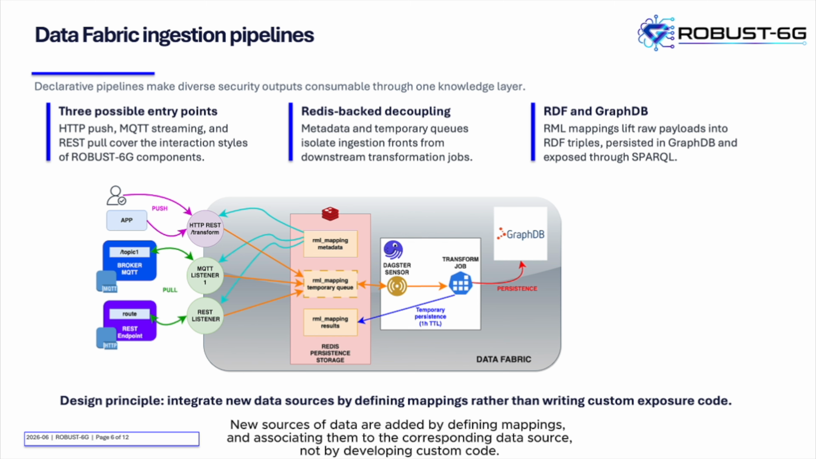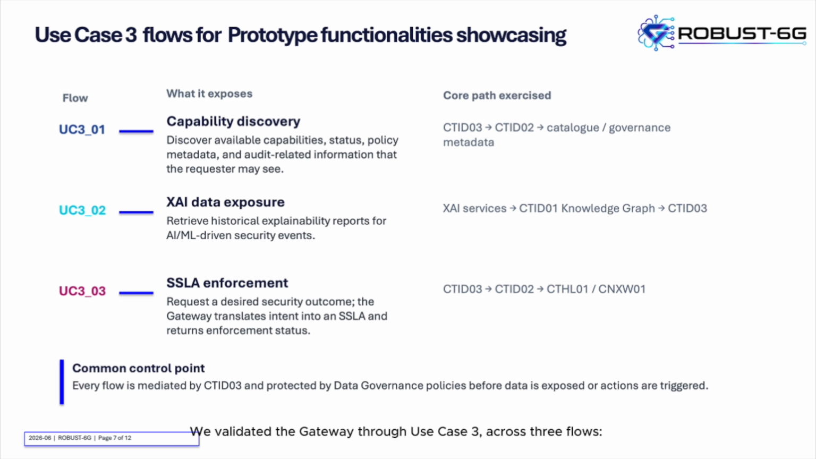New sources of data are added by defining mappings and associating them to the corresponding data source, not by developing custom code. We validated the gateway through use case 3, across three flows: capability discovery, XAI data exposure, and SSLA enforcement. Every flow passes through CTIDO3 and data governance.